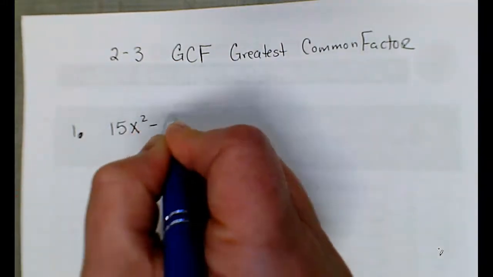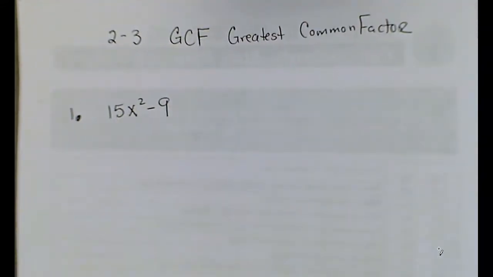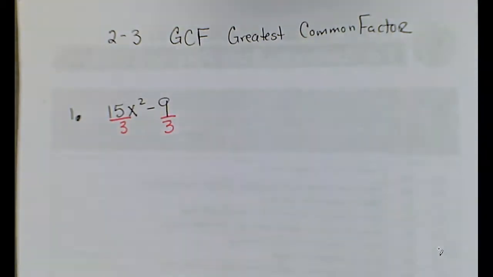15x squared minus 9. So first of all, we're going to look at the numbers 15 and 9. What's the biggest number that you can think of that divides both 15 and 9? So we're going to divide this one by 3, and we're going to divide this one by 3. Do we have another side of the equation so that we can divide 3 on the other side of the equation? Is there an equation at all? This is an expression. It doesn't have an equal sign. I am not dividing 3 on both sides of an equation.